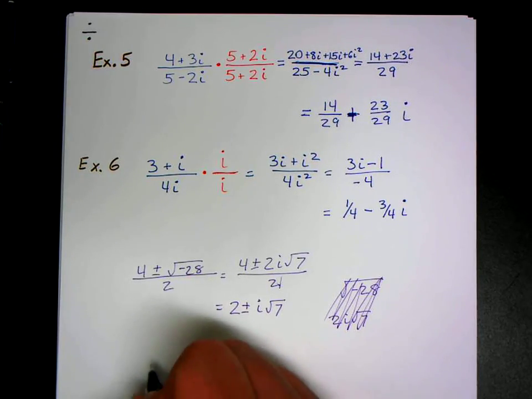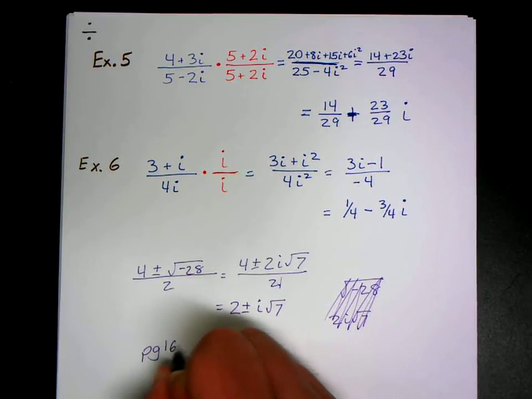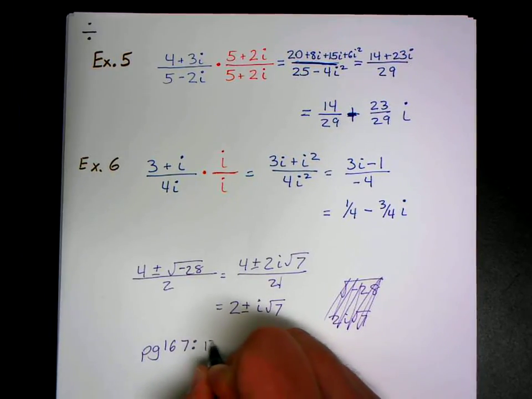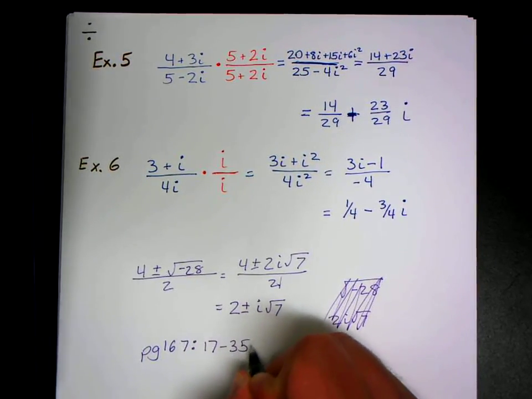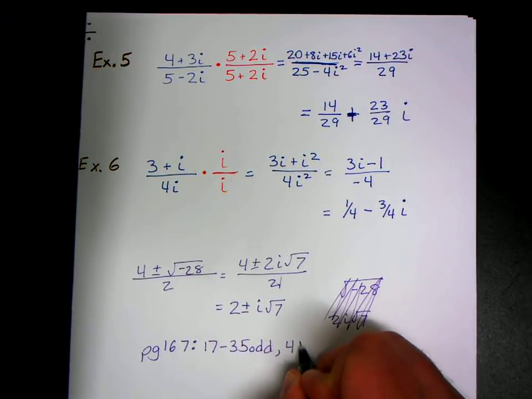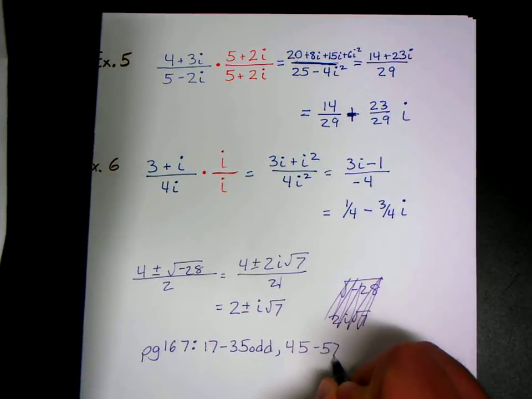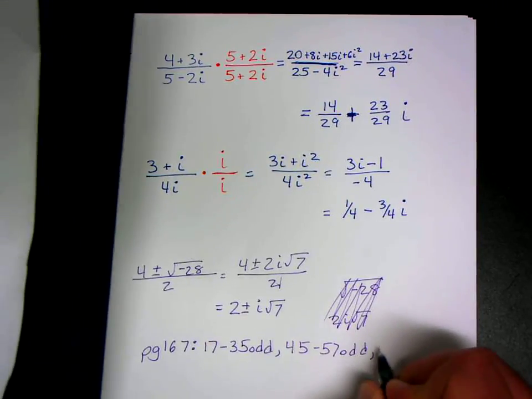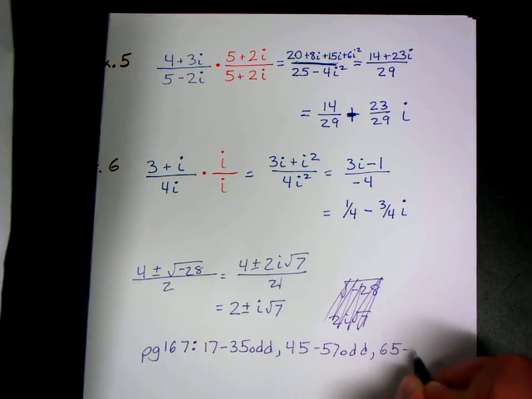Okay, where am I? Page 167. 17 through 35 odd. 45 through 57 odd. And 65 through 69 odd.